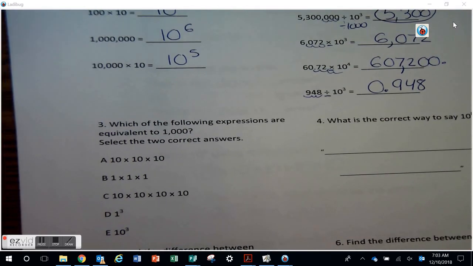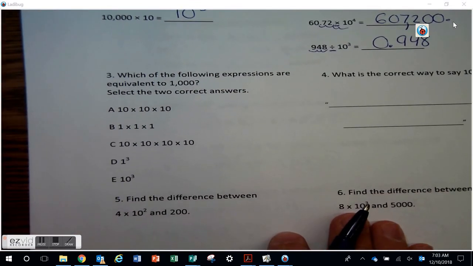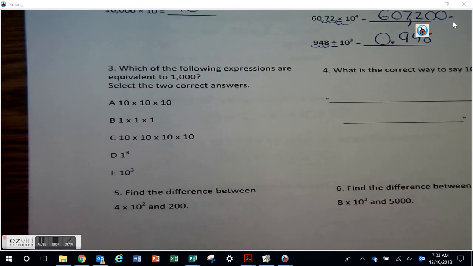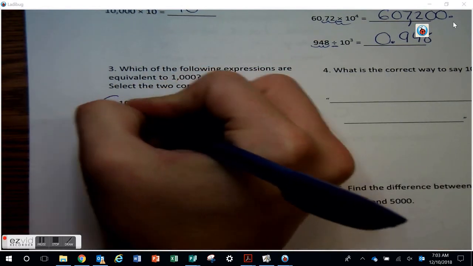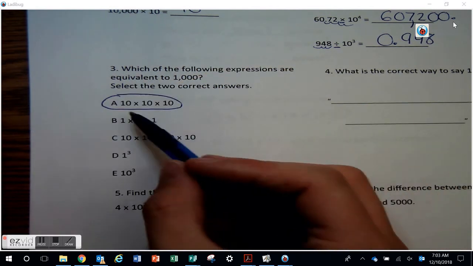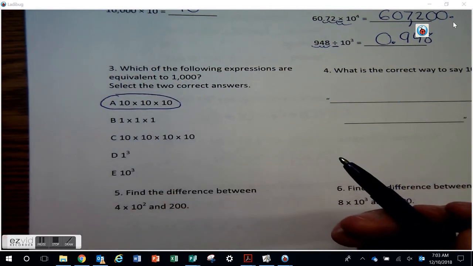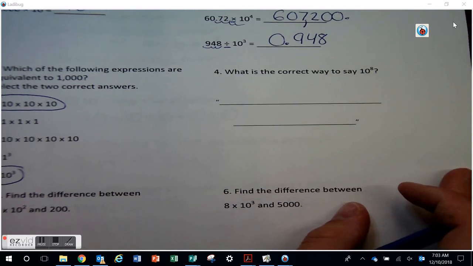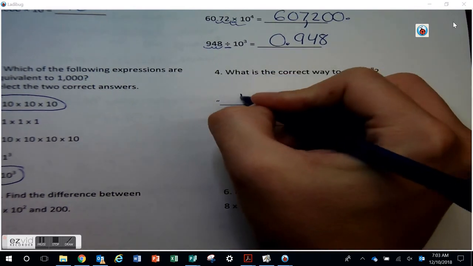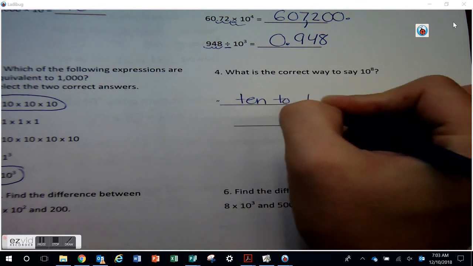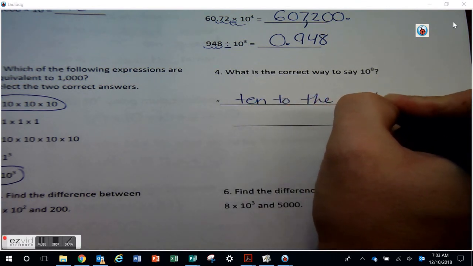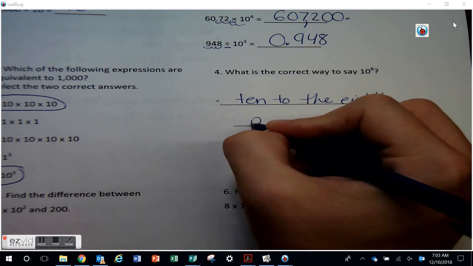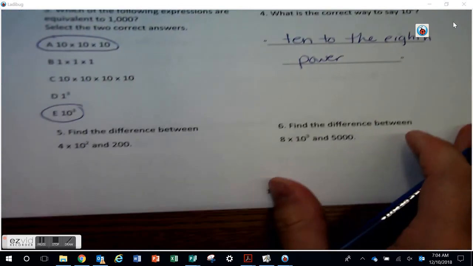Which of the following expressions are equivalent to 1,000? Select the 2 correct answers. Well, let's see. This one's correct. 10 times 10 is 100 times 10 is 1,000. That means that this one is correct as well. Number 4, what's the correct way to say this? We would say 10 to the 8th power.